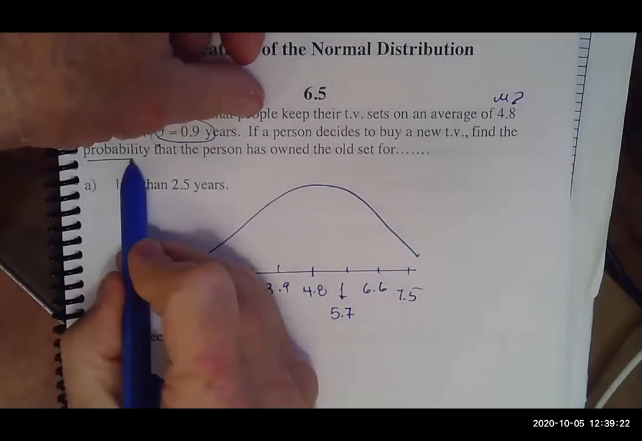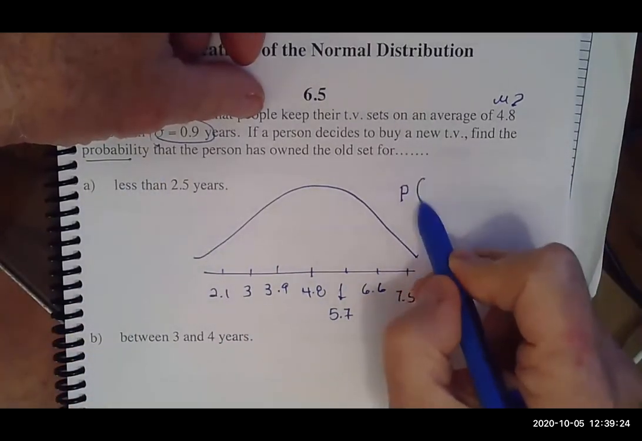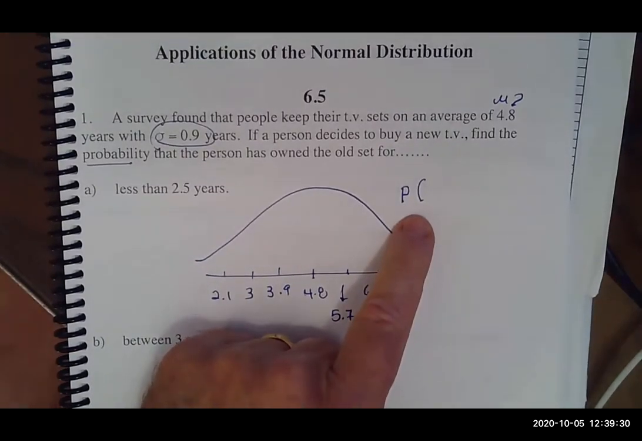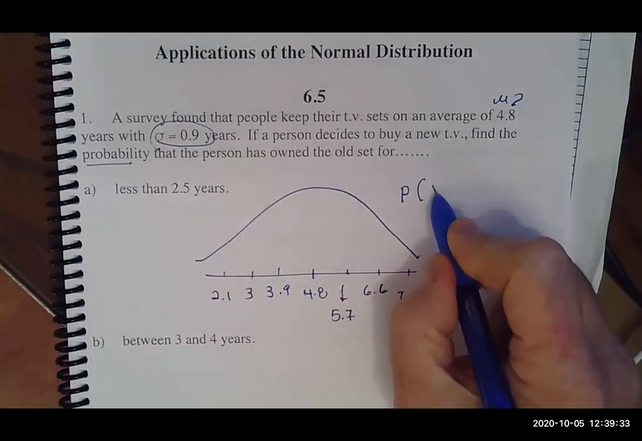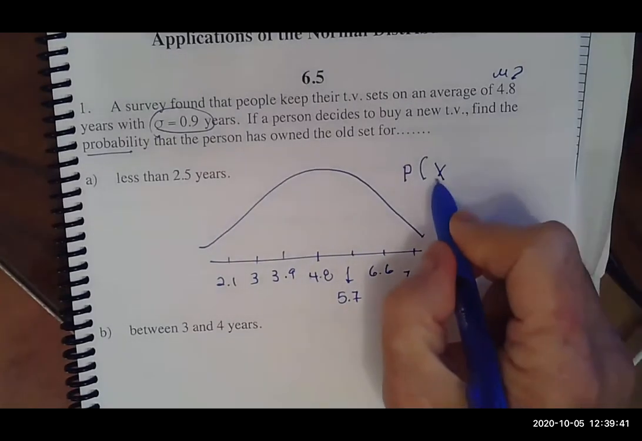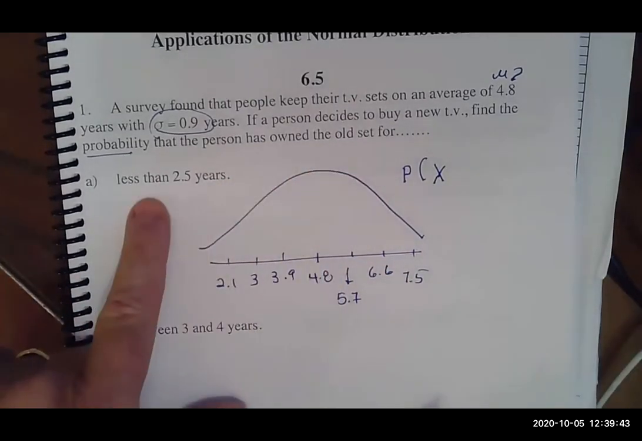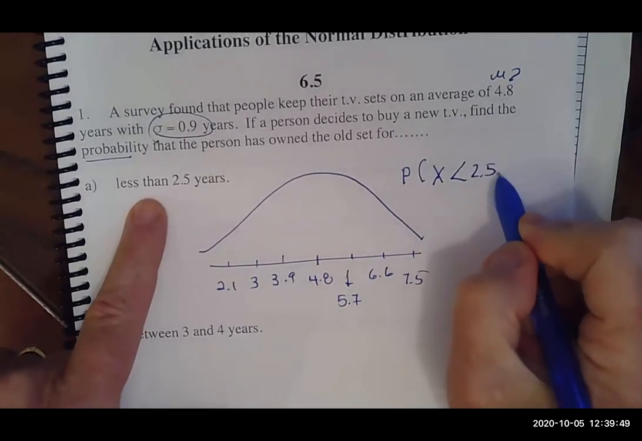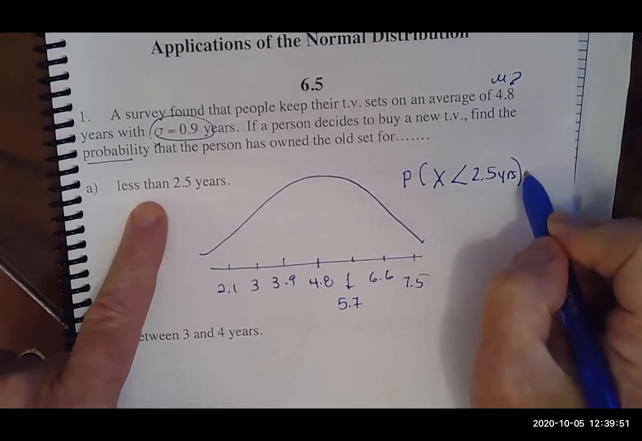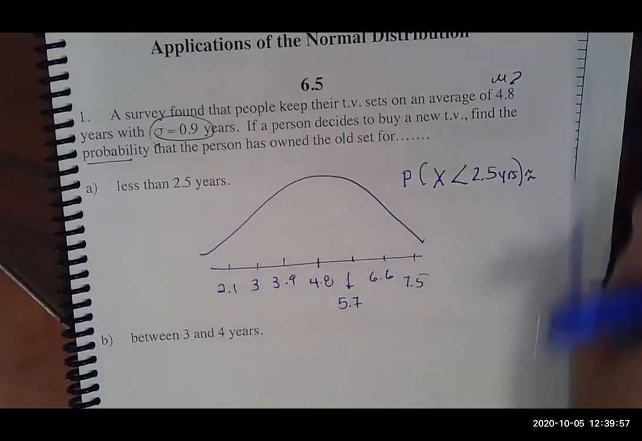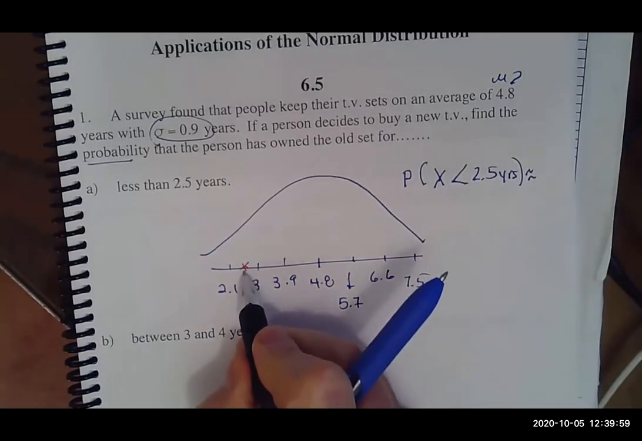Okay, find the probability. So you go capital P. I'll expect this as well in the group quiz. Make the mathematical symbolic statement: find the probability that X, and X is for the raw data, Z is for the standard normal, is less than, no equal sign, 2.5 years. Well, that's over here, so right about in here.